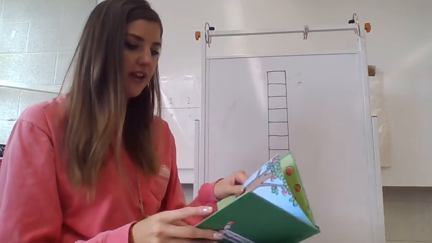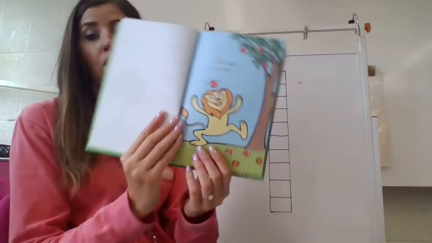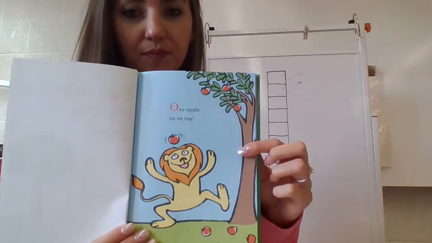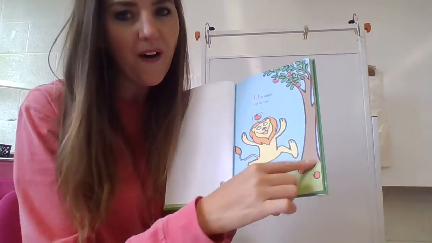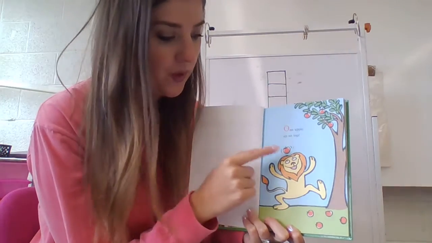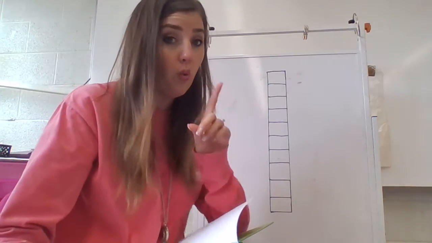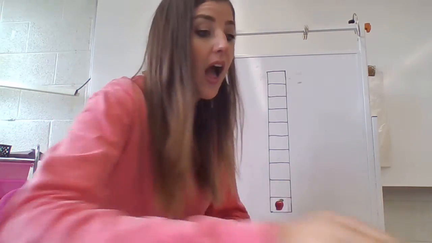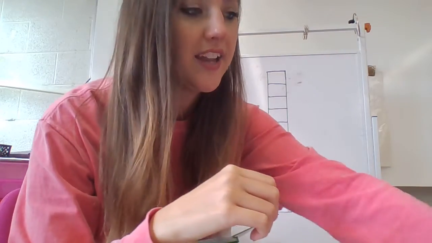All right. 10 apples up on top. 1 apple up on top. Let's count them. We see all these apples on the tree and on the ground. We're not worried about those. We only want to know about the apple that's on top. 1. So we'll put 1 apple on our graph. I can show 1 with a digit, number 1. I can show 1 with a finger, 1.